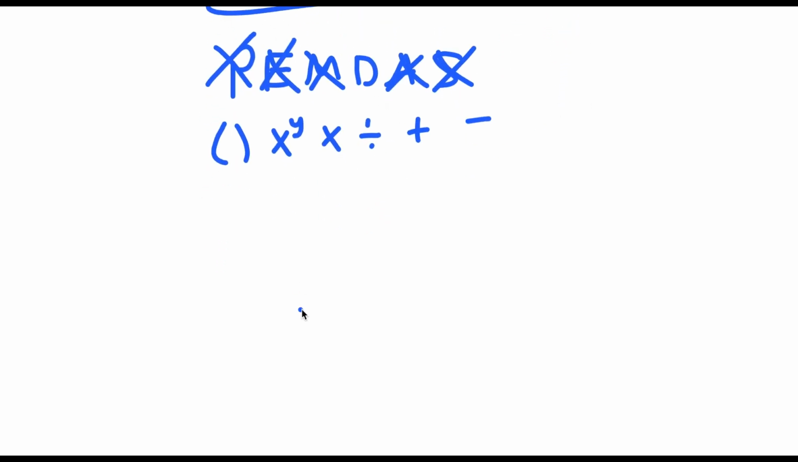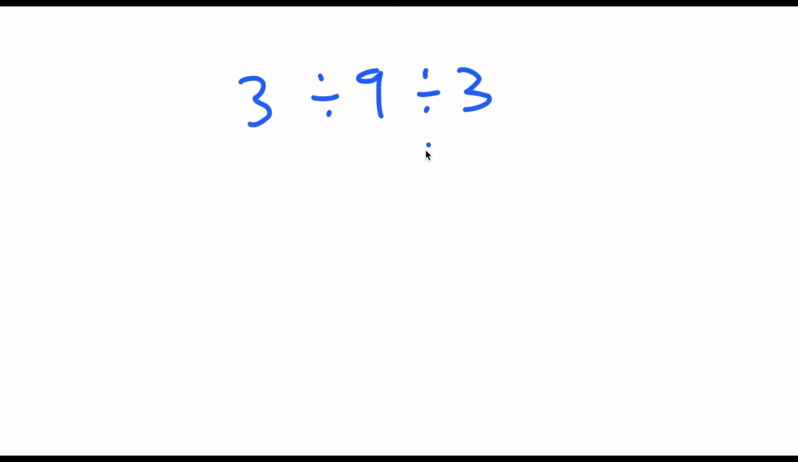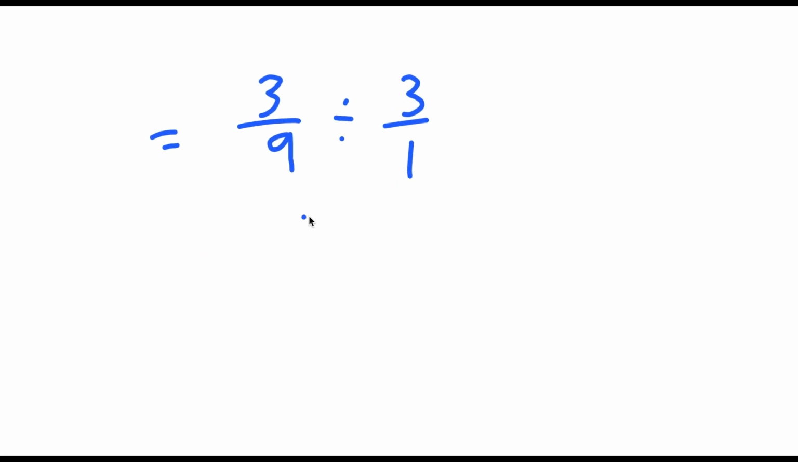So I first do 9 divided by 3, which is 3. So I have 3 divided by 9 divided by 3. And to solve this, because 3 divided by 9 isn't a whole number, I'm going to rewrite this as 3 over 9 divided by 3 over 1. And 3 over 9 is the same thing as 1 over 3. So I get 1 over 3 divided by 3 over 1.